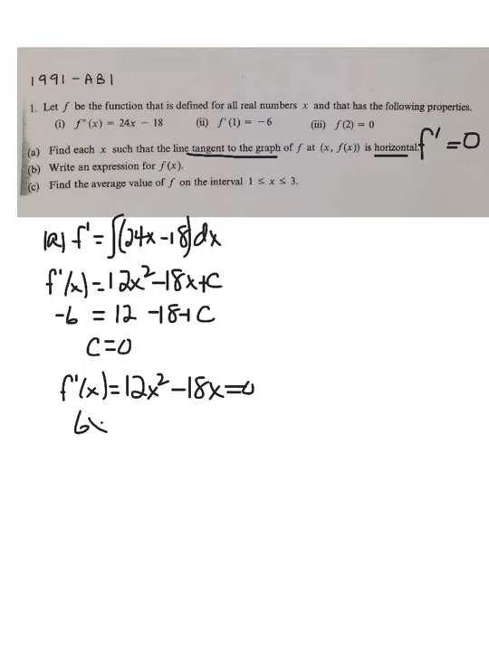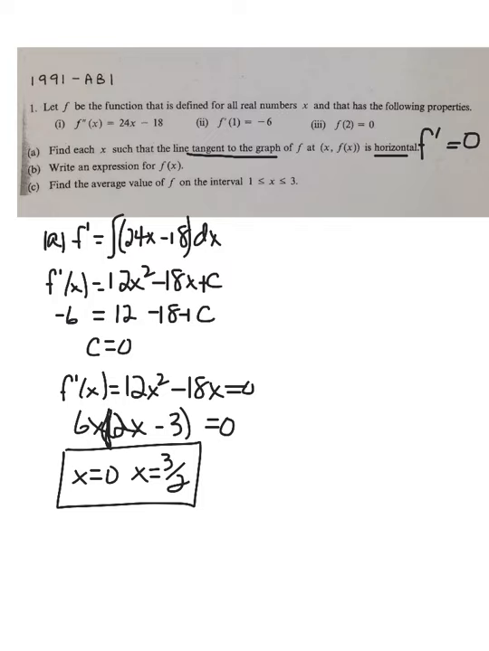Let's factor out a 6x. We get 2x minus 3. Sorry, that is really messy. Equals 0. So here we have x equals 0, and over here we have x equals 3/2. And those are our two values.